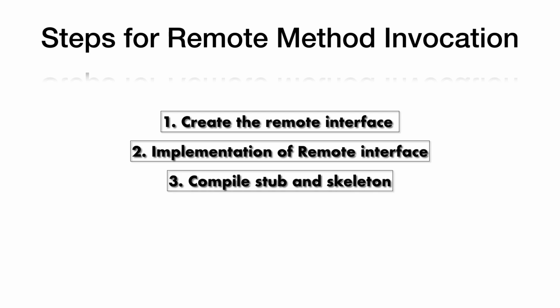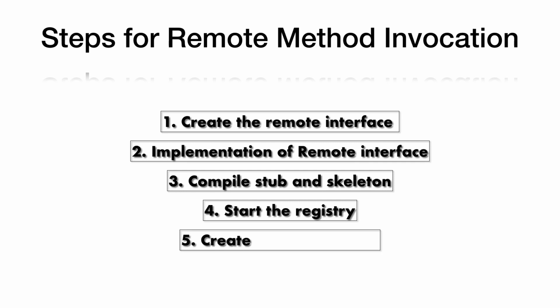The third step is compiling the stub and the skeleton. Compiling the stub and the skeleton is done when the lastly created Java class extends UnicastRemoteObject, which we will see in the upcoming slides. Fourth is starting the registry. The registry is started on the server side. We will see shortly the need for a registry. And the fifth, create and start the server.